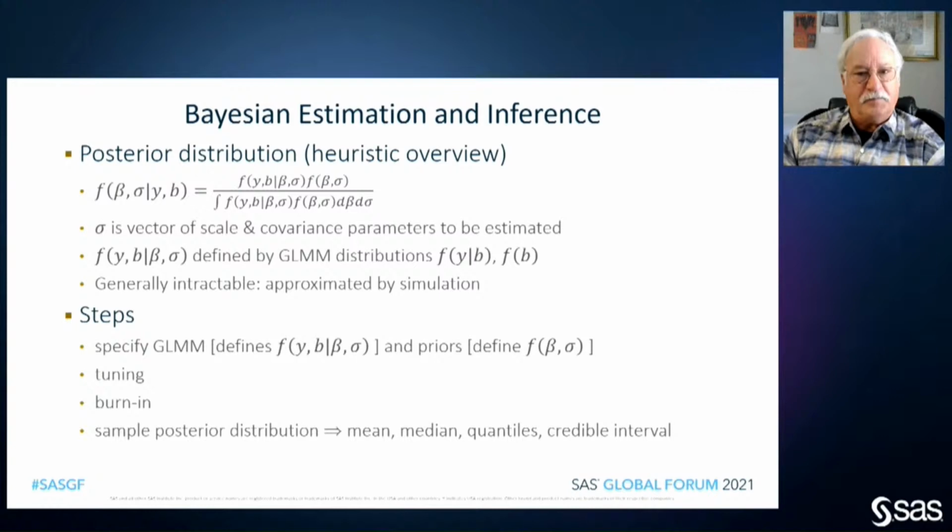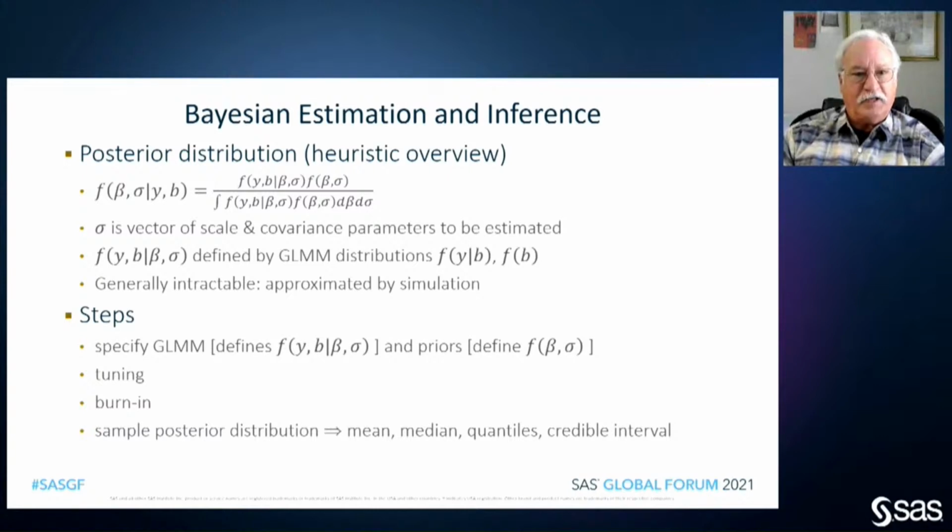Then we use estimates and standard errors to get either test statistics or confidence intervals. If we're working in a Bayesian framework, the gold standard here is to obtain a posterior distribution. To get this, we have the same likelihood that we had from the GLMM distributions. But in addition to this, we have prior distributions. That's the f of beta and sigma term that you have. Sigma is a vector of the scale and covariance parameters that need to be estimated. And if you thought the GLMM distribution was intractable, this is really intractable.